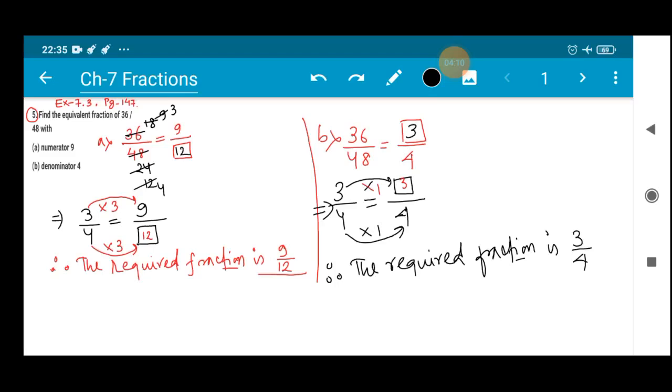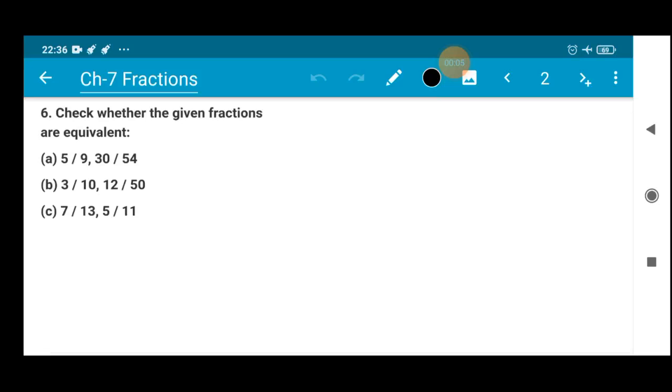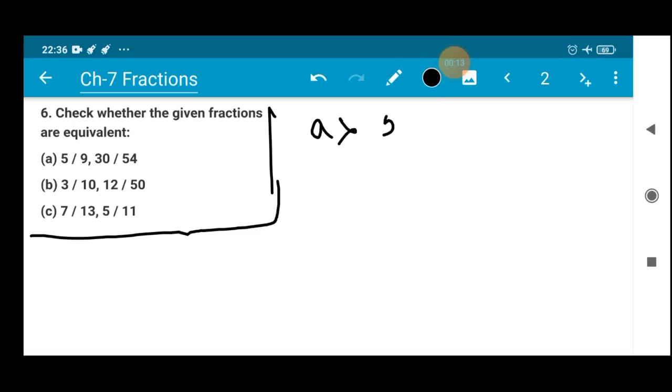Let's proceed, head forward to question number 6. Question number 6 says: check whether the given fractions are equivalent or not. You all know which one is an equivalent and which one is a non-equivalent fraction. I have already discussed this in the previous class also. Okay, number A, let's verify whether these are equivalent or not.